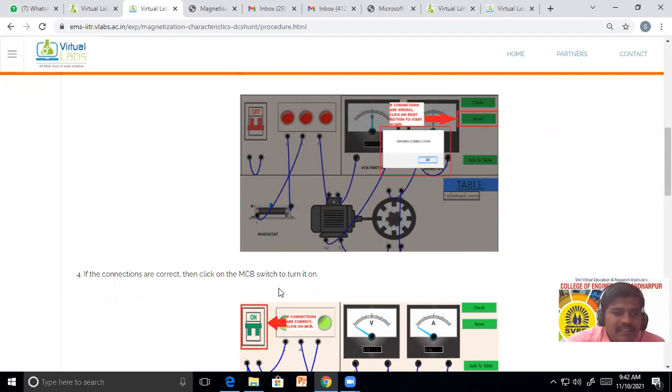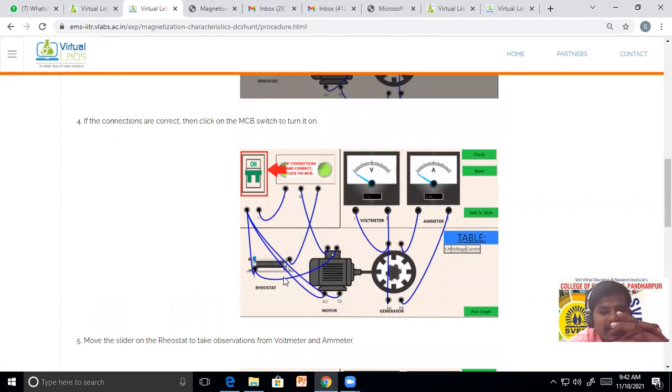Connection is correct. Then switch on the MCB. MCB switch on करायचं. What is the procedure? In the generator field winding, the rheostat connected in the field winding of the generator, by varying the value of this resistance. What are we doing to the resistance value? We are varying it, that means we are reducing the value of resistance. While reducing the value of resistance and increasing the current flowing from that, we are checking the IF versus E0.